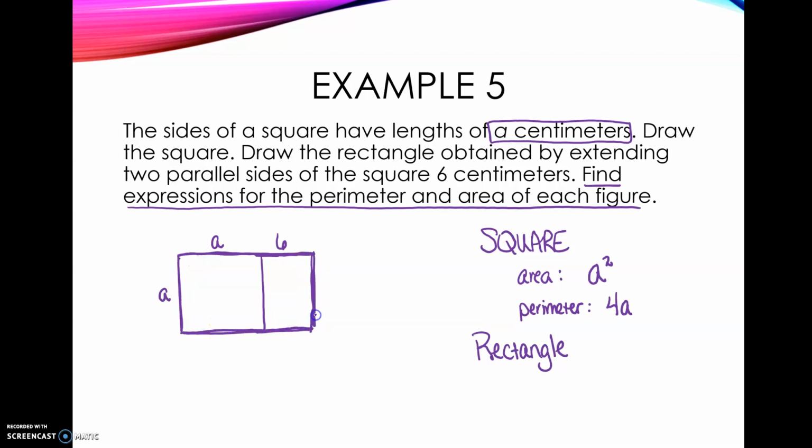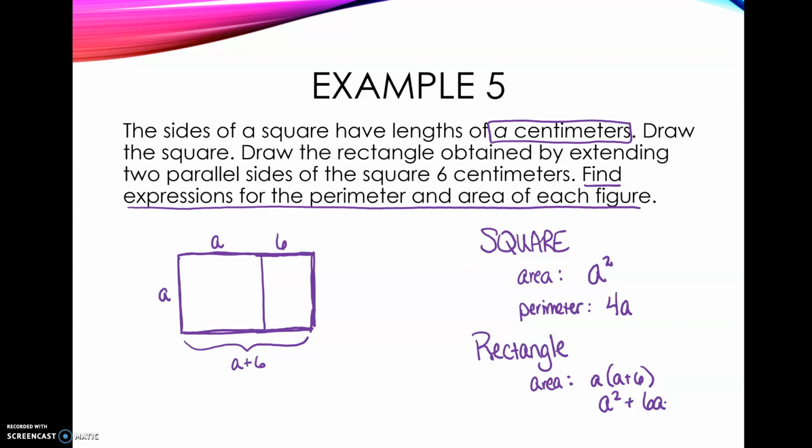The dimensions of that rectangle are, this whole side would be a plus 6. So for the area, length times width, we've got a and we've got a plus 6. So the area would be a times a plus 6. Do you think we should leave it like that, or should we distribute it? We should probably distribute it. So take a moment and distribute that. So for the area, we end up with a squared plus 6a.